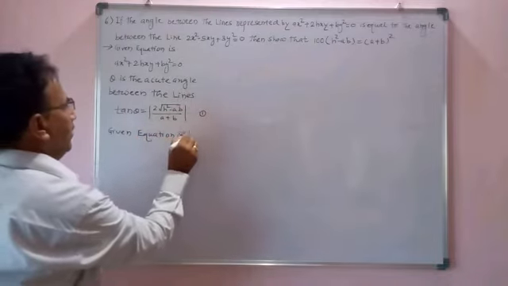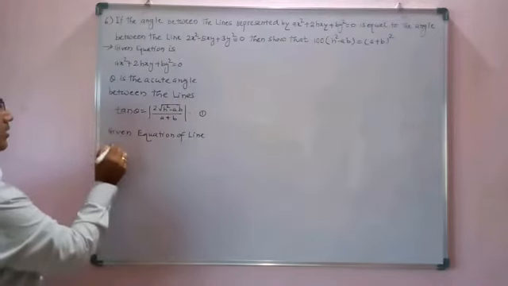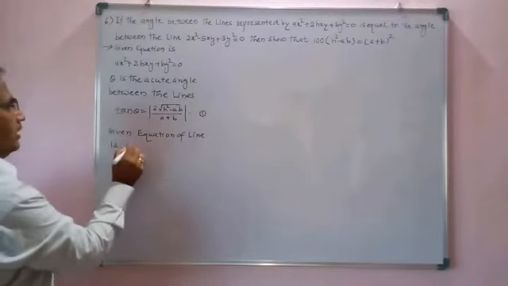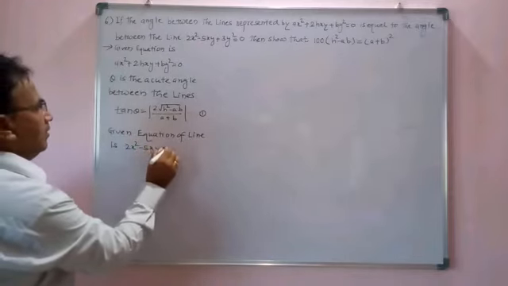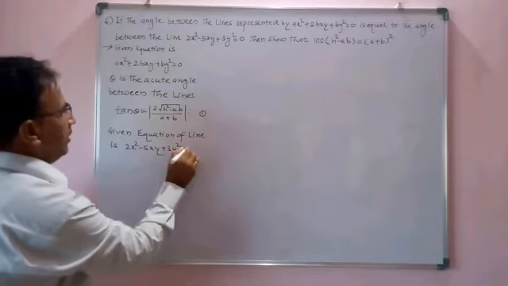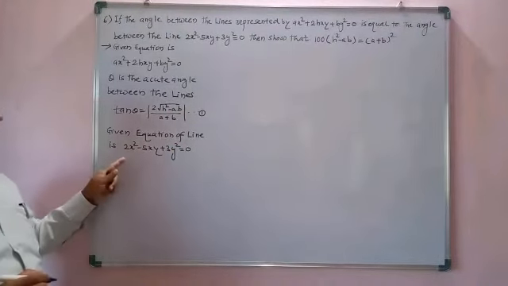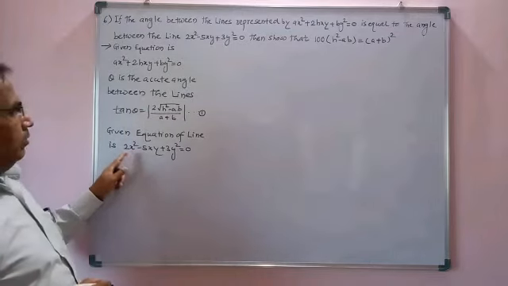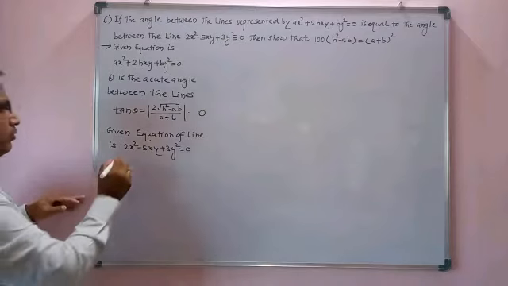Given equation of line is 2x² − 5xy + 3y² = 0.